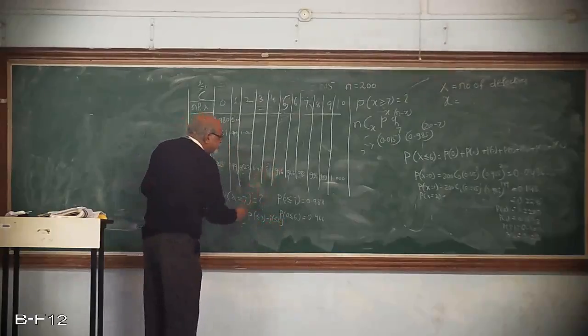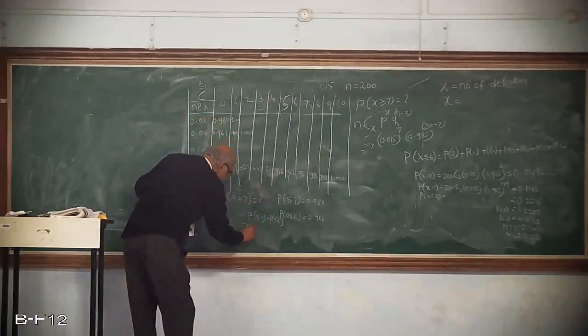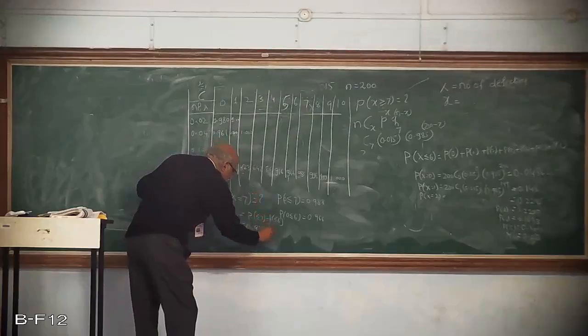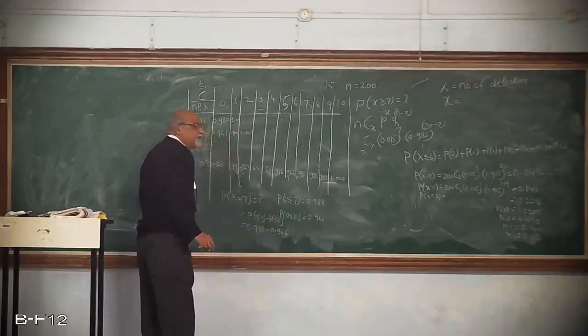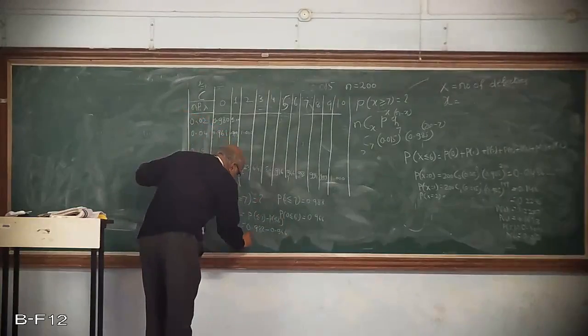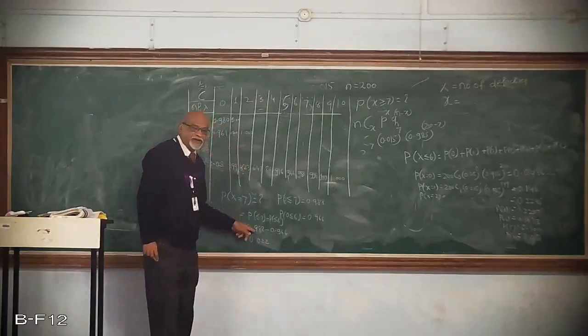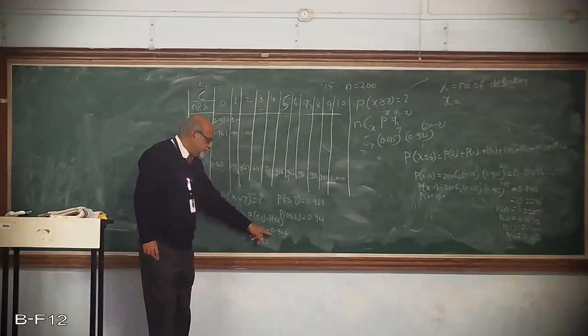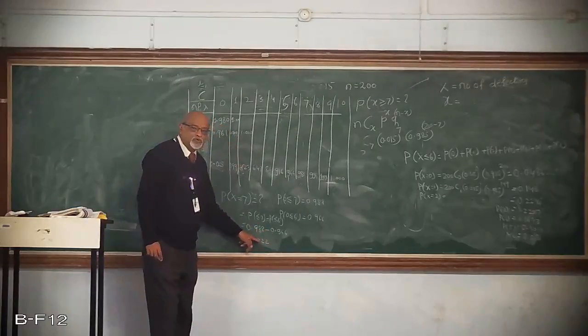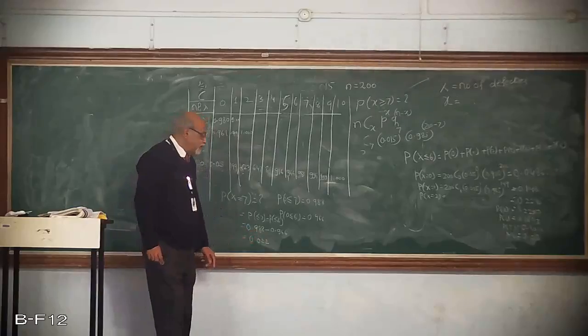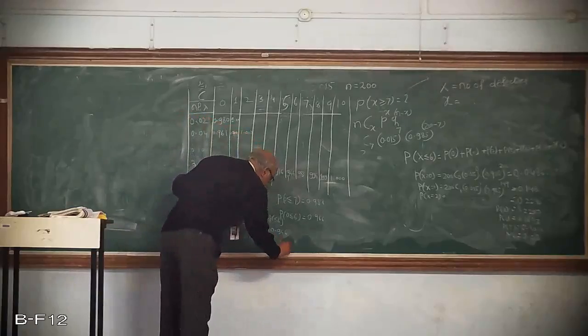So in this case, it is going to be 0.988 minus 0.966. So this works out to be 0.022. 0.988 minus 0.966 is 0.022, or approximately 2.2%.